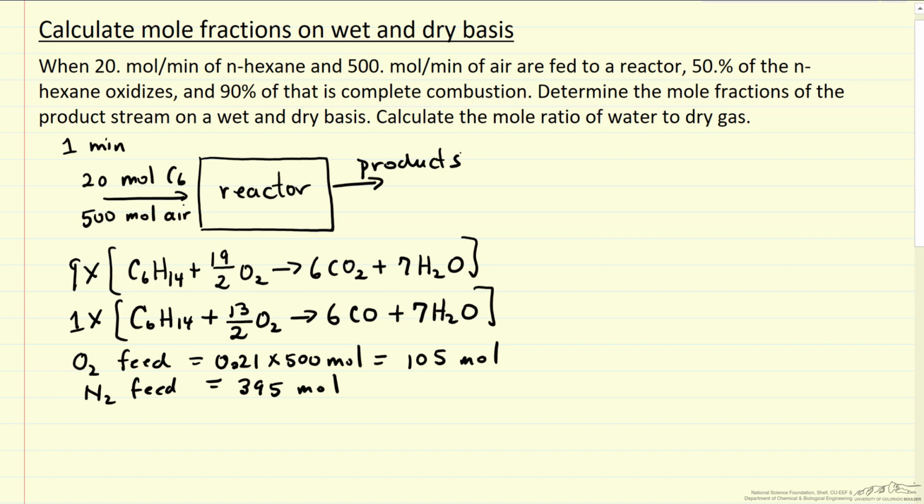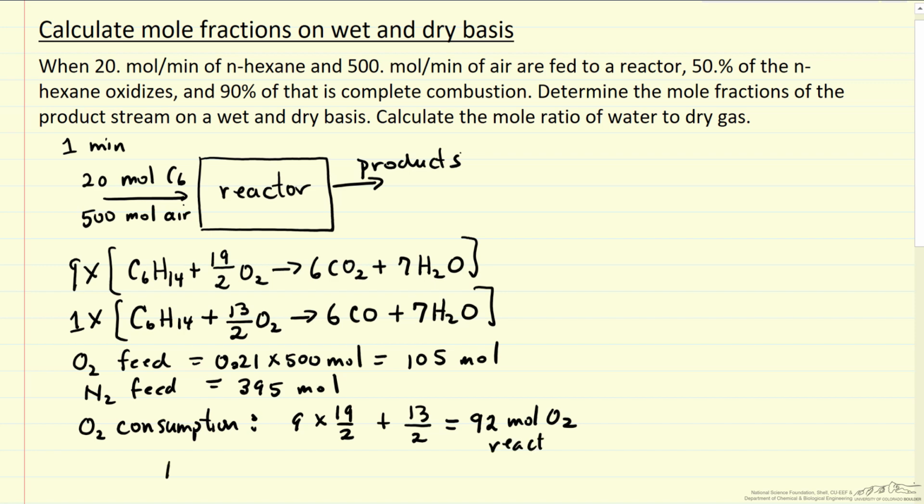And then we're also interested in what's leaving the system. So we need to calculate how much oxygen we're using up. The oxygen consumption for the first reaction is 9 times 19 over 2 moles of oxygen. The second reaction is 1 times 13 over 2, and that's 92 moles of O2 that react. Well, we feed 105 and react 92, so that means 13 moles of O2 in the exit effluent stream.